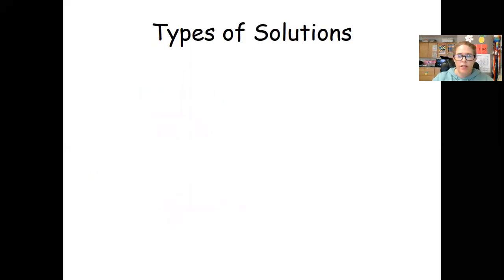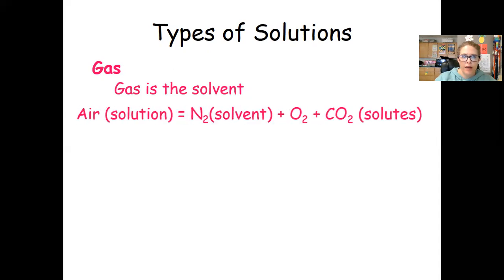Which leads us to our types of solutions. We have gas solutions, where gas is the solvent. So if you think about it, the air around us is a solution. The air around us is a mixture of gases. It's homogeneous, right? You cannot see oxygen, nitrogen, carbon dioxide, water vapor, methane gas, or any of the other components of the air.